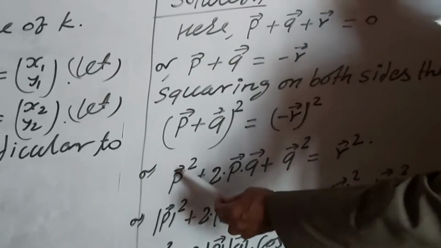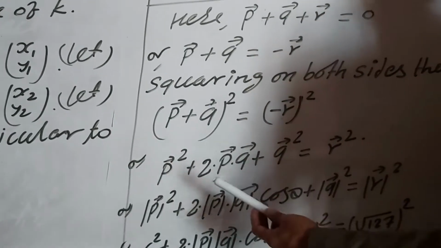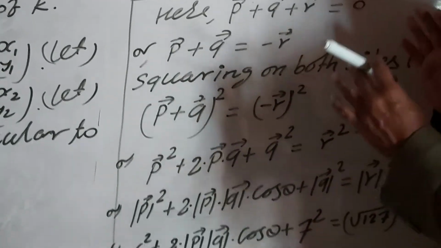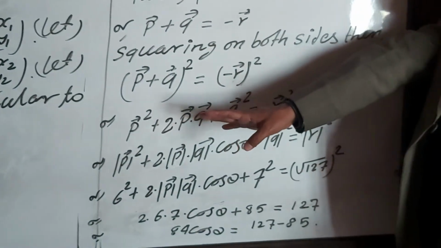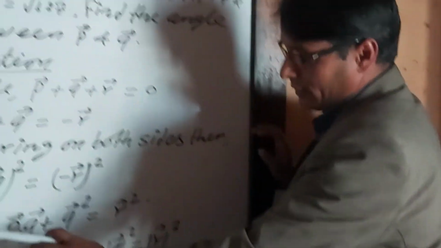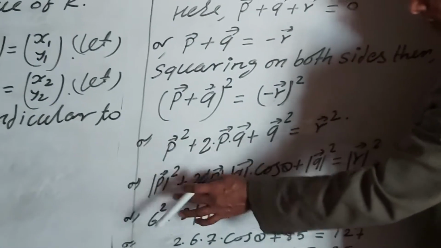After then, p square, vector square, is the same as magnitude of square. Listen please, I think you already know about this. It is the vector properties.